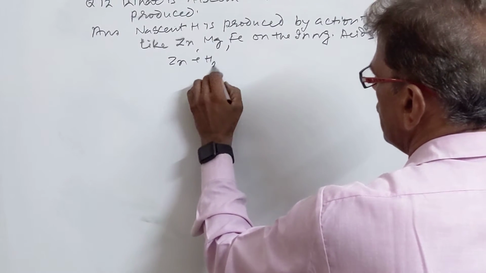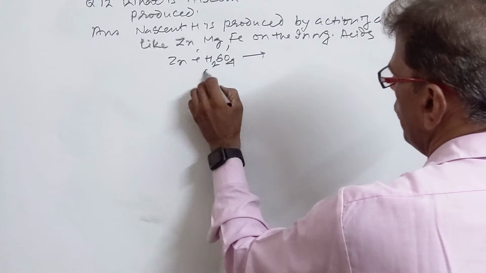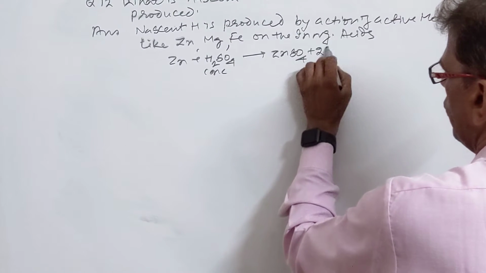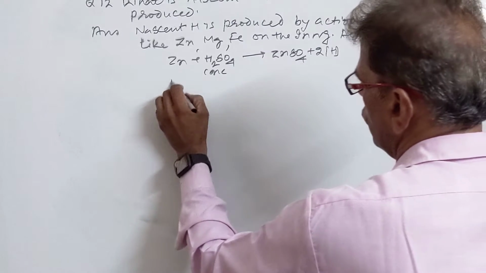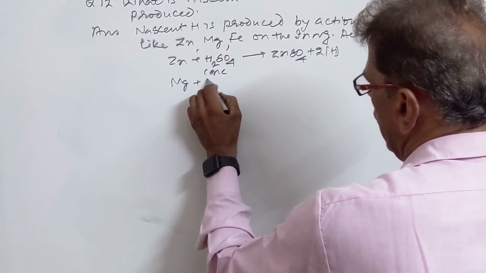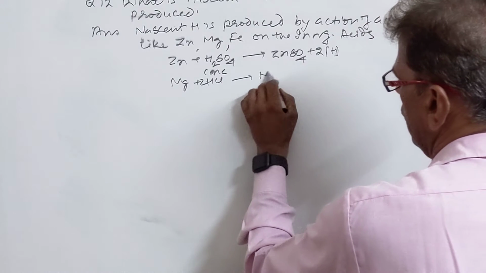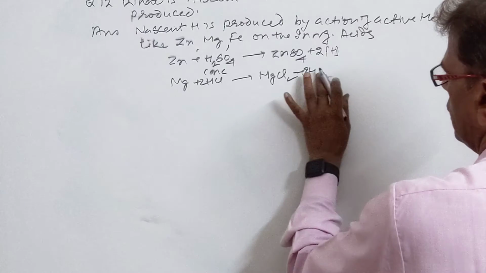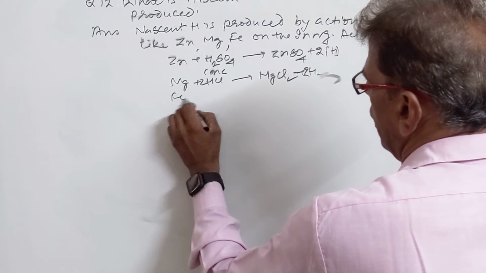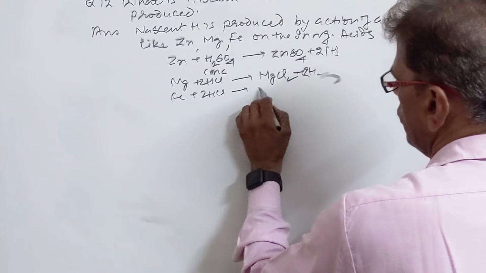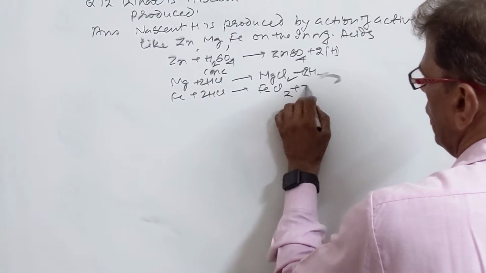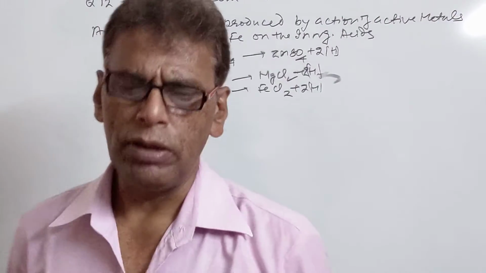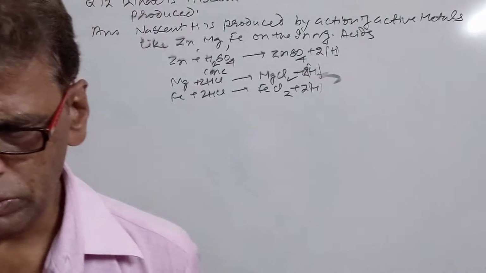Zn plus concentrated sulfuric acid will give you ZnSO4 plus 2 hydrogen. It is consumed by the organic compound already present in the vessel. If that is not present, it will change into gas. Then iron also produces nascent hydrogen first of all, which combines with the other active compounds during the reaction conditions.